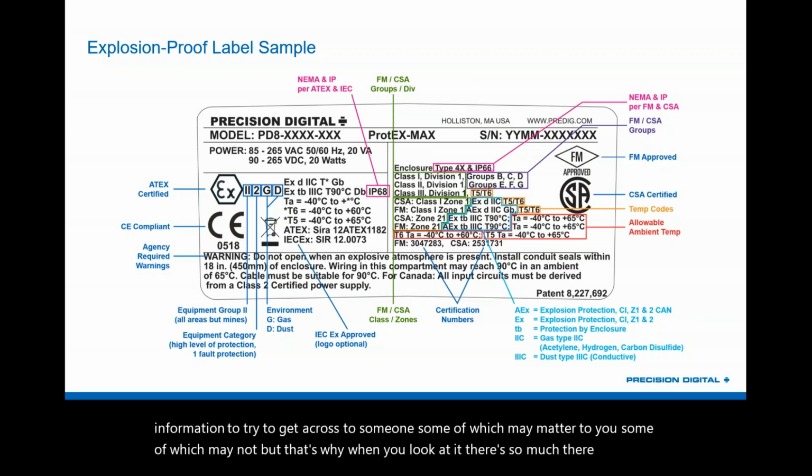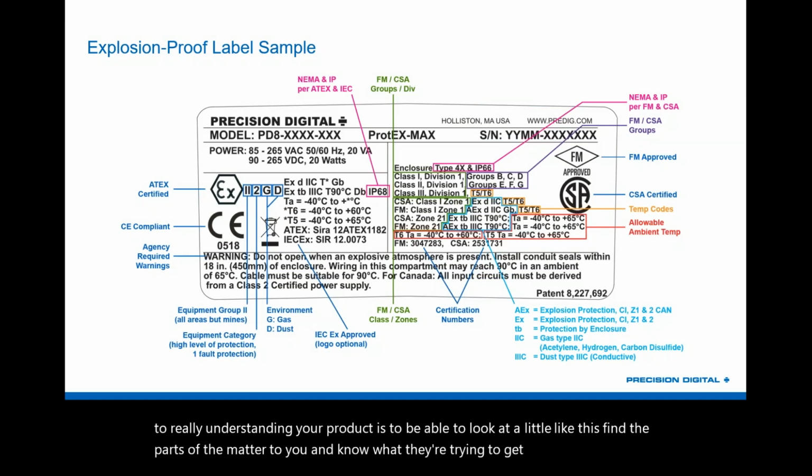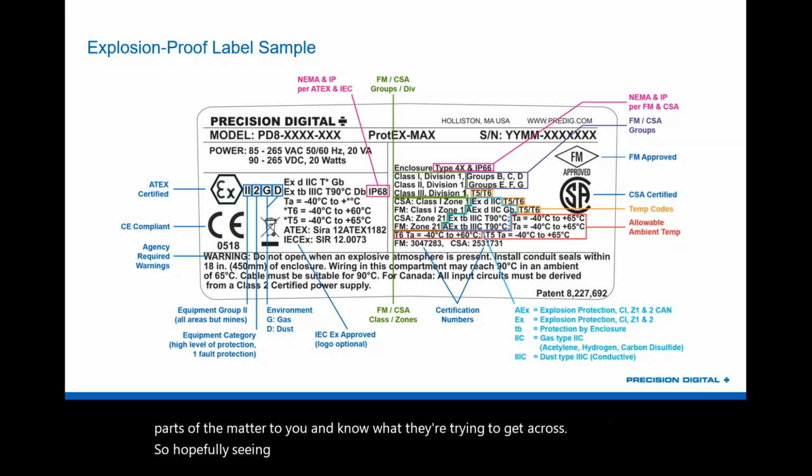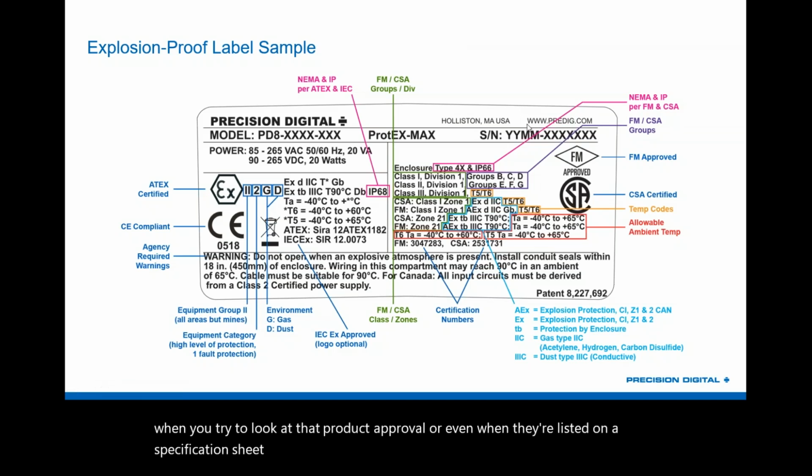And the key to really understanding your products is to be able to look at a label like this, find the parts that matter to you, and know what they're trying to get across. So hopefully seeing a breakdown like this makes it a little bit more manageable when you try to look at that product approval, or even when they're listed on a specification sheet, and digest it a little bit easier.